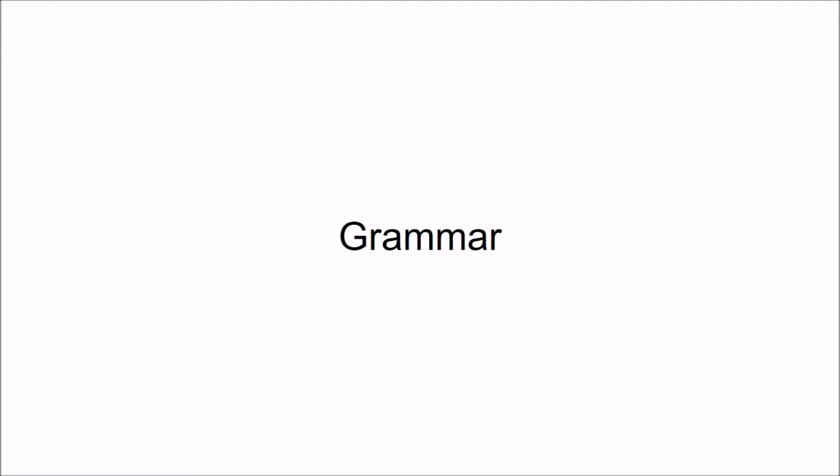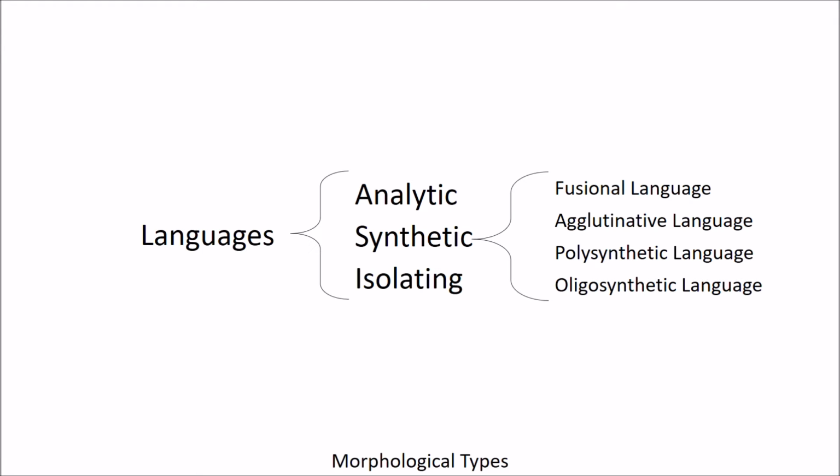Grammar. Russian is what's known as a fusional language, which, along with agglutinative languages alongside some others, make up the synthetic languages. The synthetic, along with analytic and isolating, are the three big basic types of morphological languages.